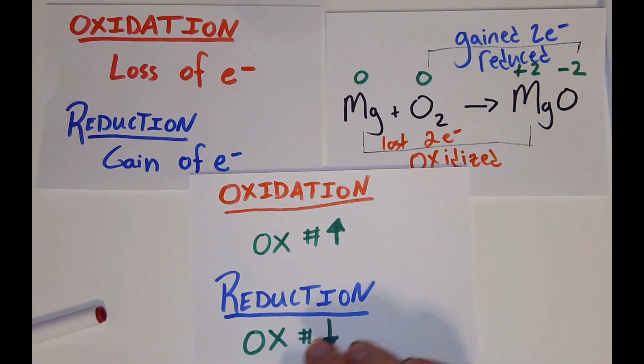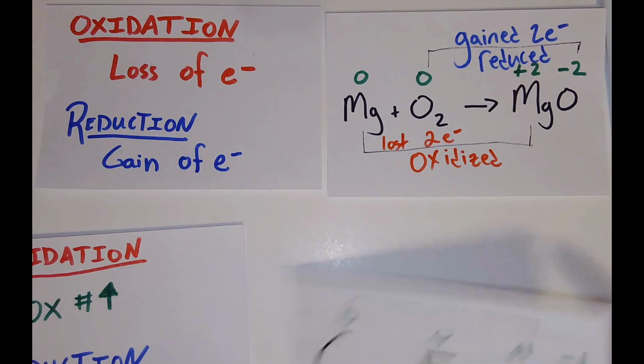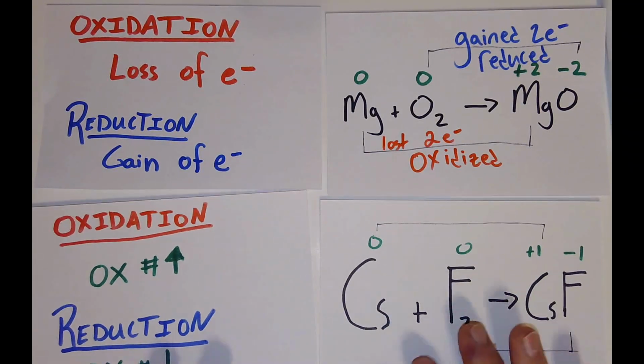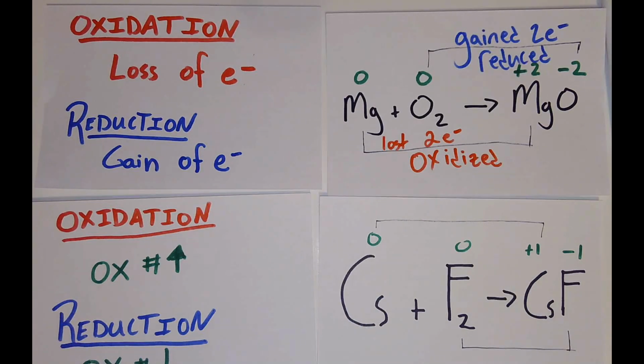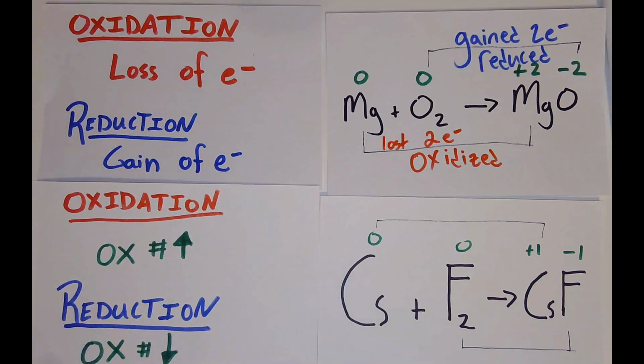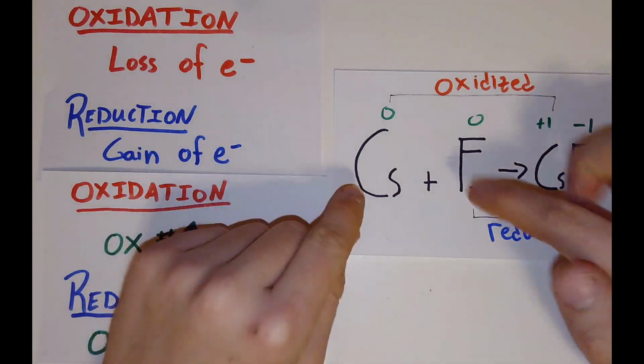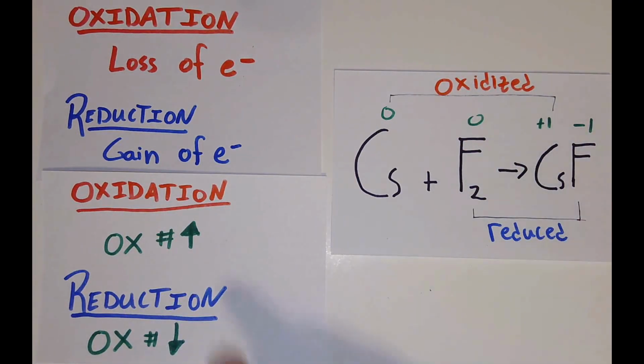Let's look at another reaction, a real reaction. A reaction which is so absolutely insane that I don't know if it's ever been done. Cesium and fluorine. This is insane because both these things are incredibly reactive. And right now I want you to take a look at cesium, which went from 0 to +1. And I want you to tell me if that was oxidized or reduced. So cesium was oxidized, and that's because the number went up, 0 to +1. And by extension, 0 to -1 means that fluorine was reduced.